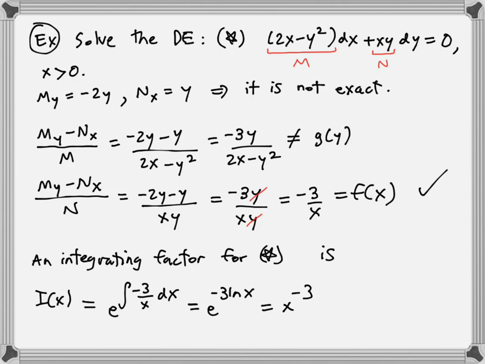So now we're going to multiply the entire equation star by x to the negative 3. So let's go to the next line for that. Multiplying star by x to the negative 3 yields what? So if we multiply it by x to the negative 3, we get the following.